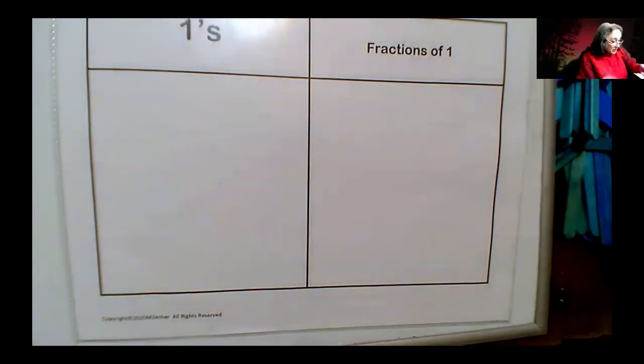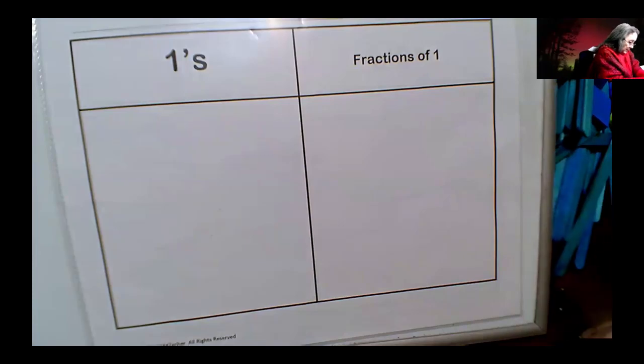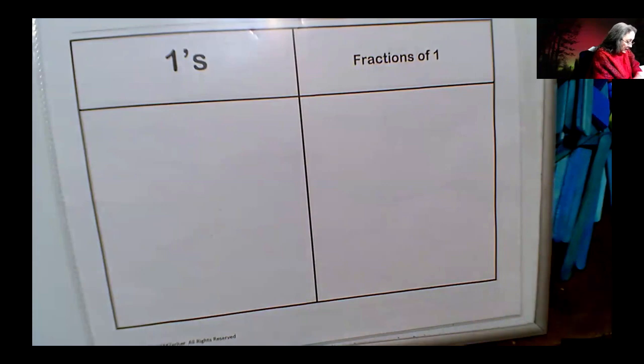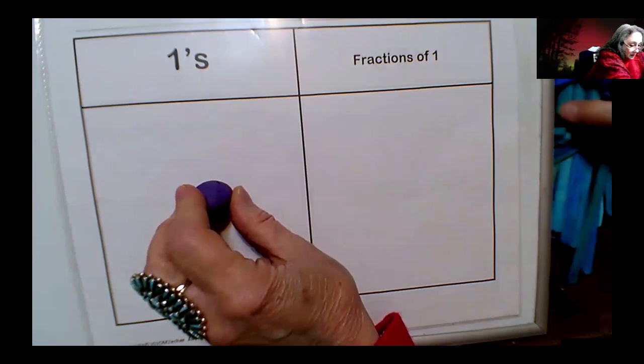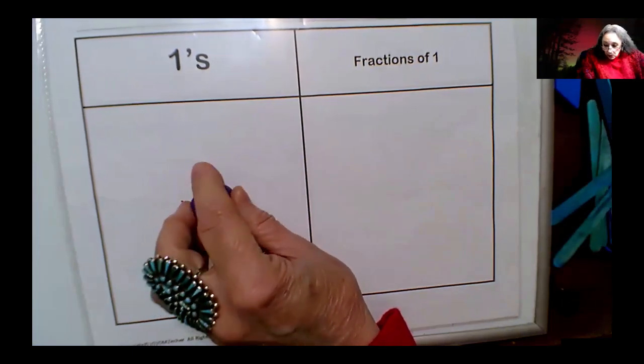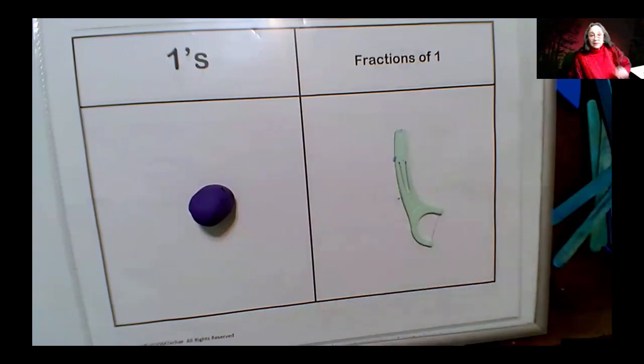We're going to be using our ball of clay, a place value mat in a plastic sheet protector. I'm going to have them, I'm pounding this down. I actually made it a little bit too big. And we're going to roll it into a ball. We're going to put it in the ones place. Then I'm going to use my handy dandy fraction creator. Now my handy dandy fraction creator looks like that. It's a dental flosser.